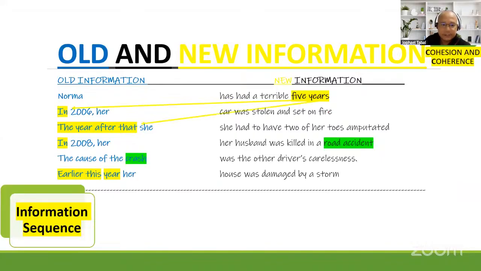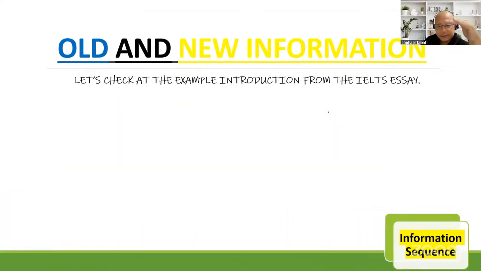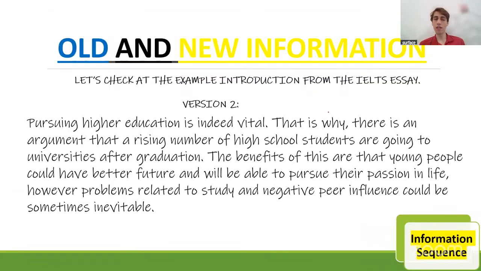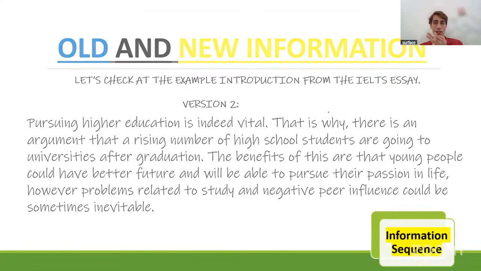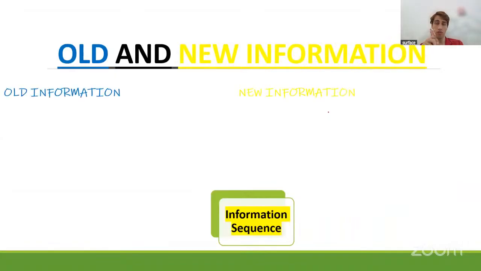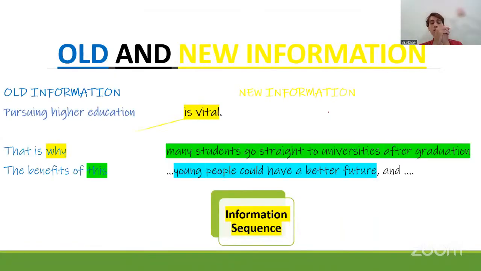All right, so there is a sequence of information from previous information to the next information, and there are two methods that I use for this. I use first, secondly, finally. For advantages and disadvantages, I say it's useful. The next one is idea, explanation, example.